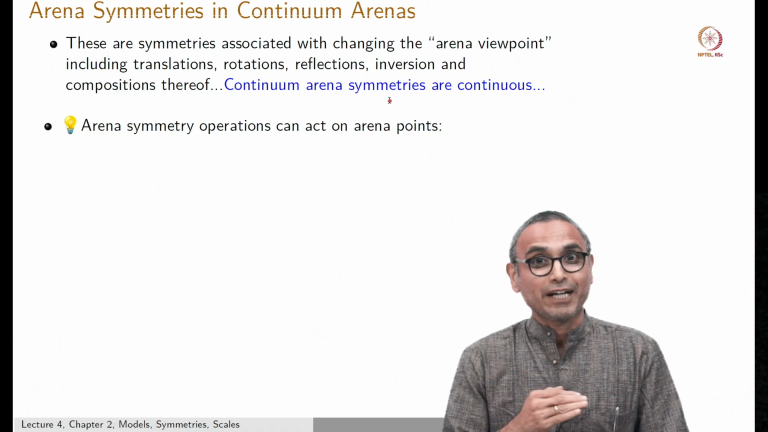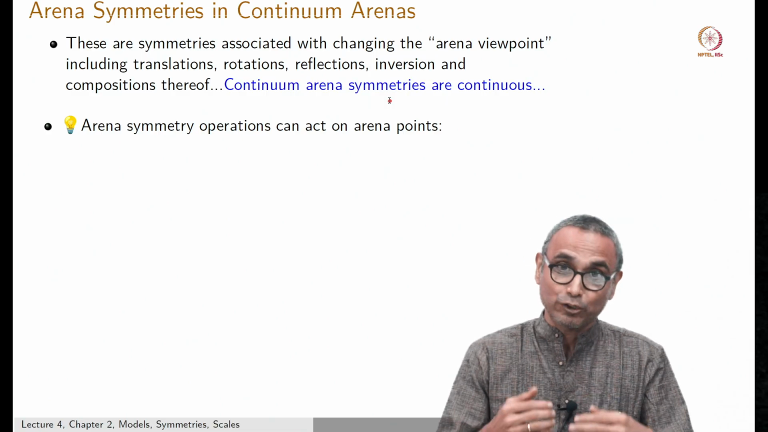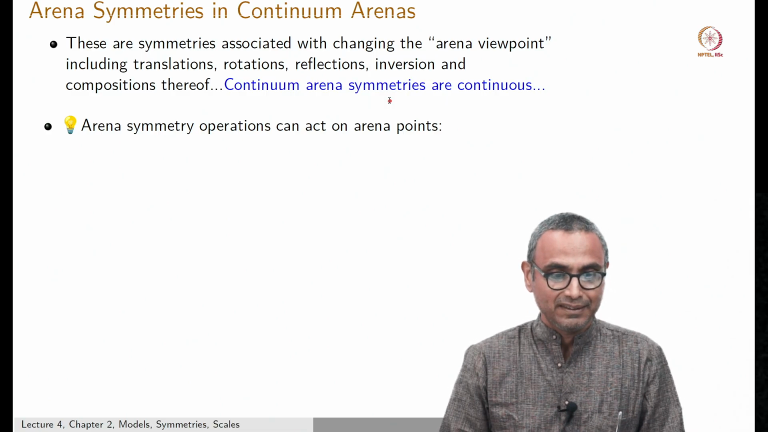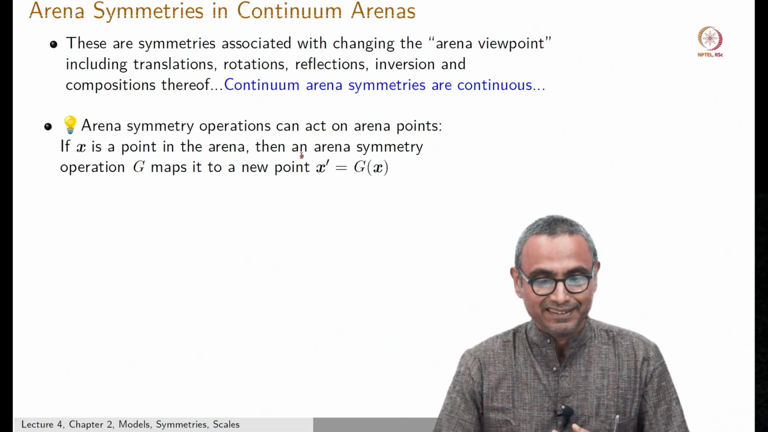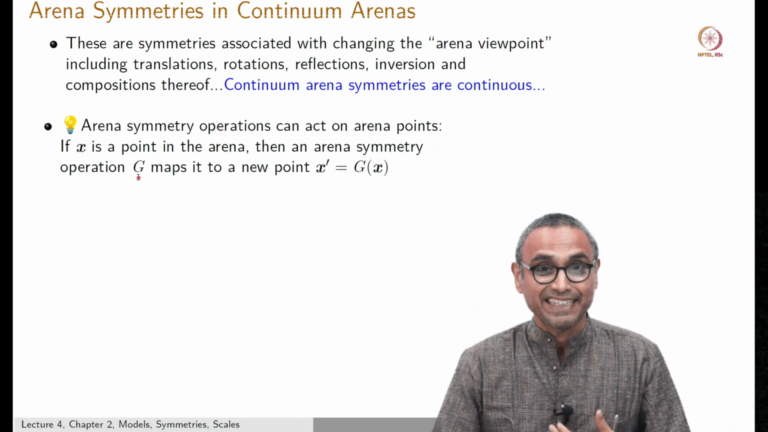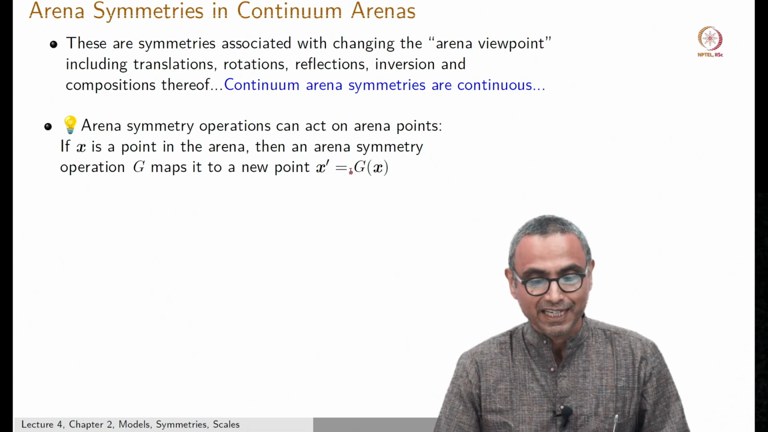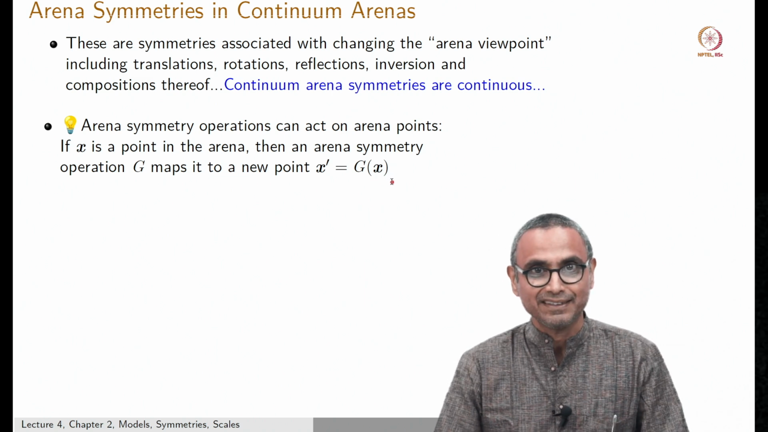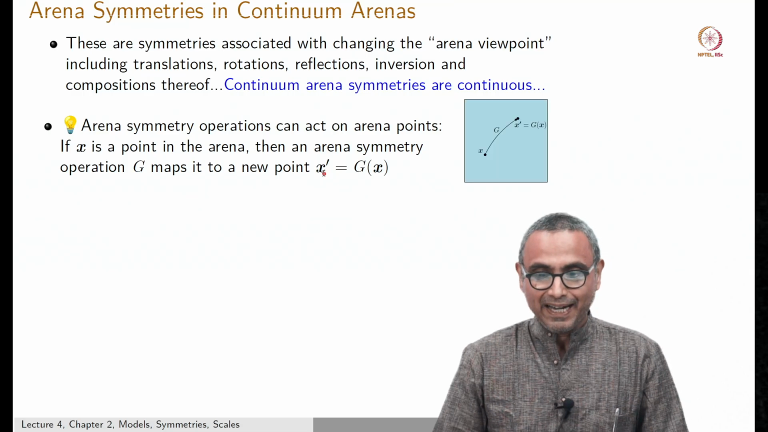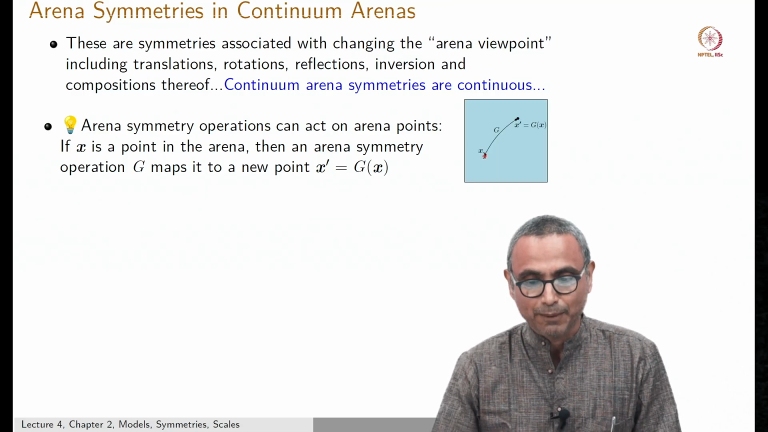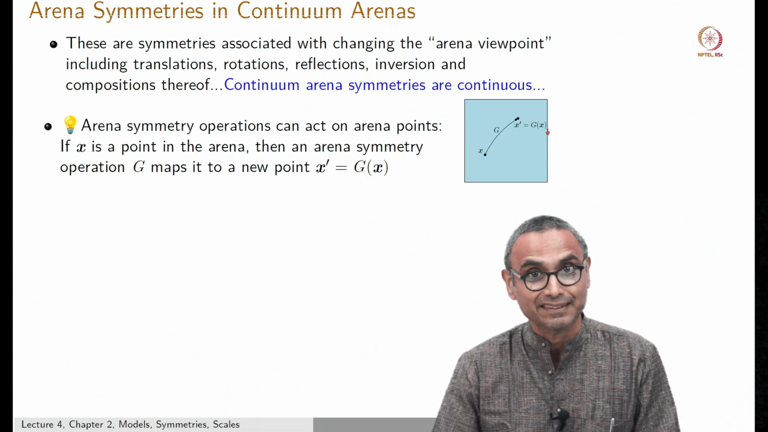So, the important thing about arena symmetries is, even if you didn't have anything else, the symmetries can act on the arena itself, right? So, for example, if X is a point in the arena and then an arena symmetry operation G maps it to a new point X prime, which we'll just functionally denote as G of X. G acts on X, sorry, and takes it to a new point X prime. And I can draw a picture for this. So, this was the original point X. G acted on X and it went to a new point X prime, G of X.